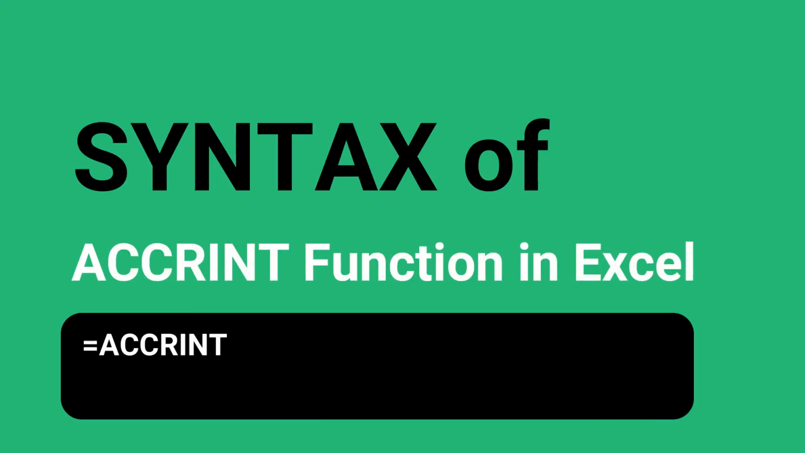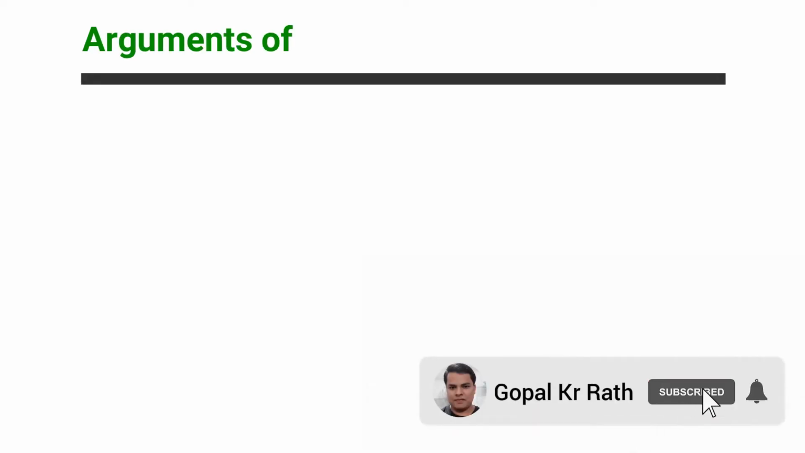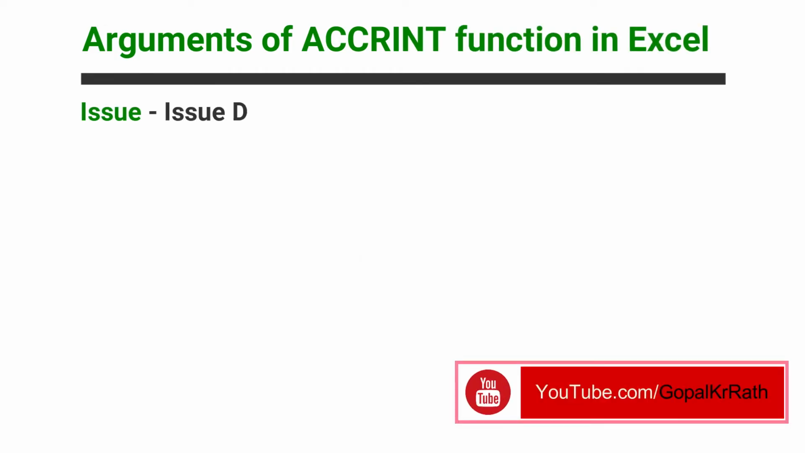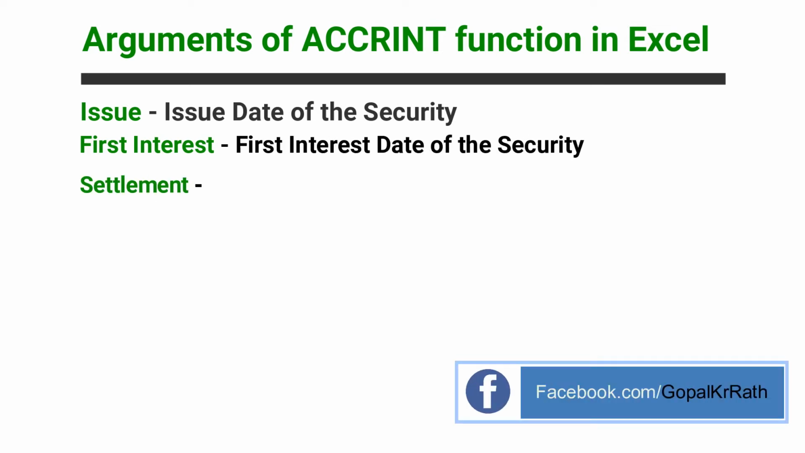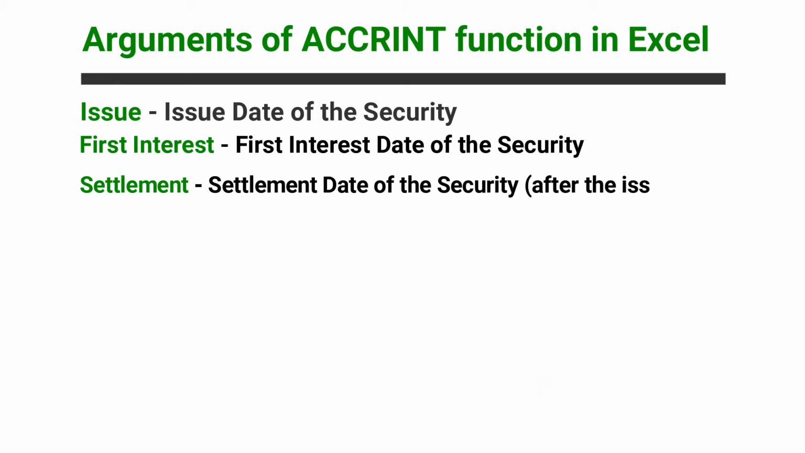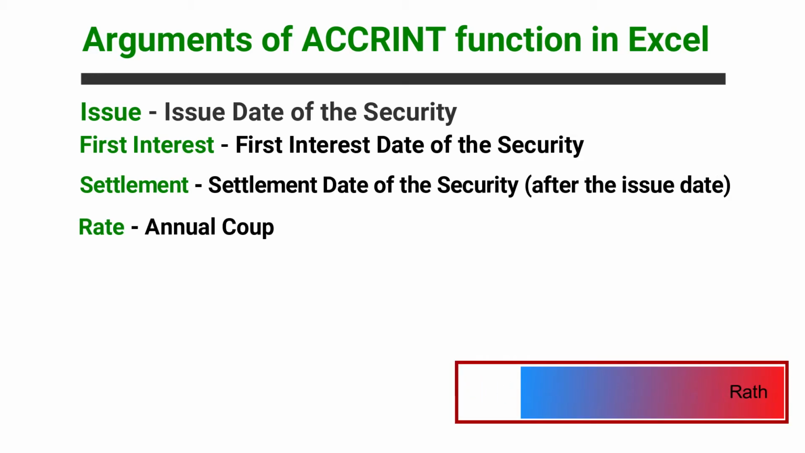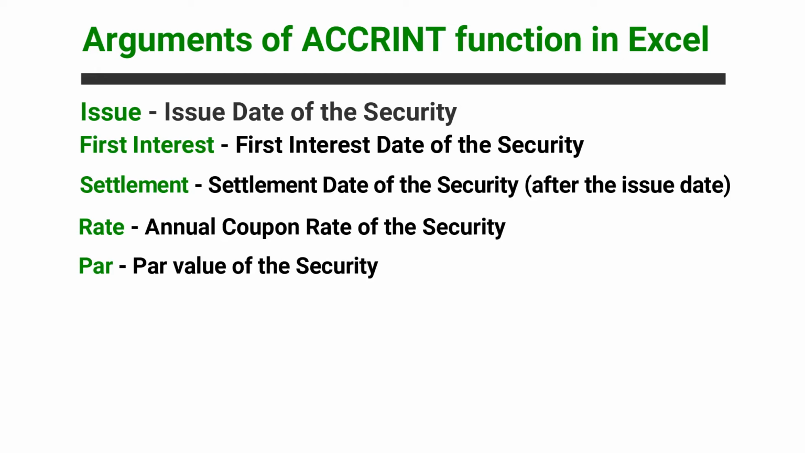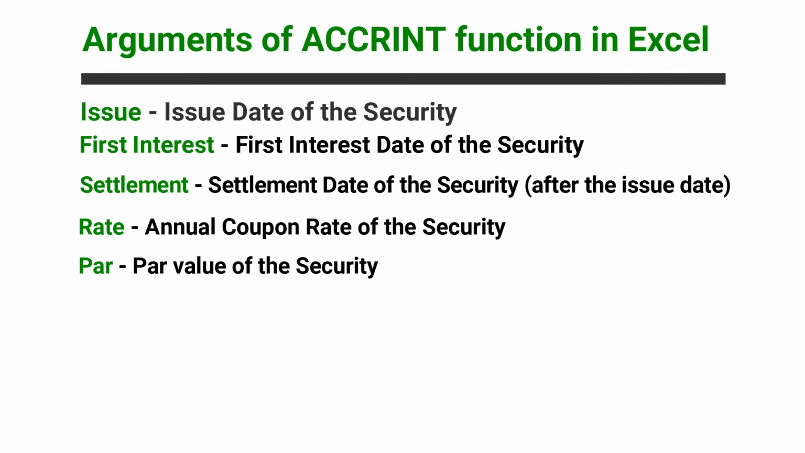So let's find out the syntax of the ACCRINT function in Excel. Before jumping into the ACCRINT function, let's understand its arguments. First, it is the issue date. Next, the first interest date. Next is the settlement date, which is after the issue date, when the security is traded to the buyer. Next, we have rate, which is your annual coupon rate of the security. Next, we have par. It is the par value of the security. If you omit it, then by default the ACCRINT function will consider it as $1,000.